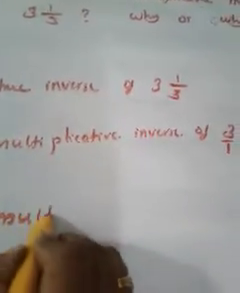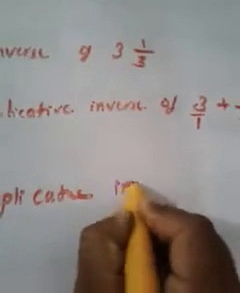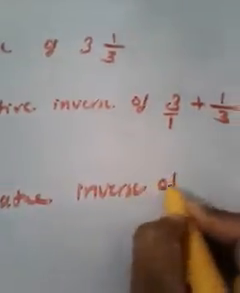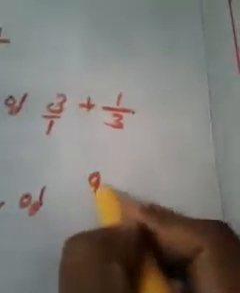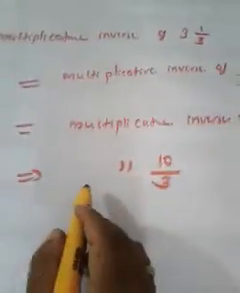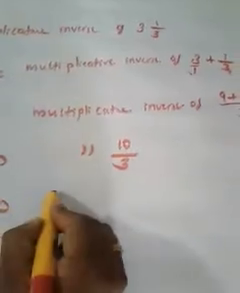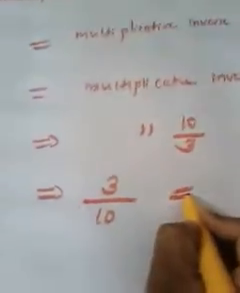So it becomes the multiplicative inverse of, when you cross multiply, 3 into 3 is 9 plus 1 into 1 is 1, divided by 1 into 3 is 3. You may have understood. So it becomes the multiplicative inverse of 9 plus 1 by 3, which is 10 by 3. So what is the multiplicative inverse of 10 by 3? Now we can take the reciprocal easily: 3 by 10. What is the answer of 3 by 10?